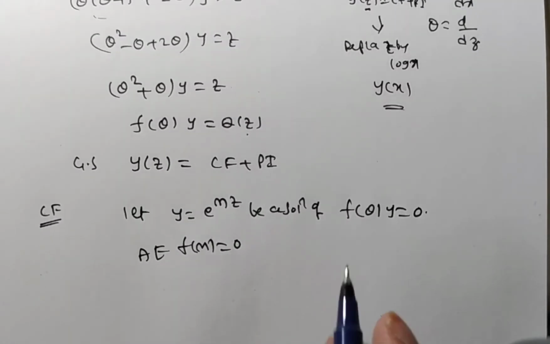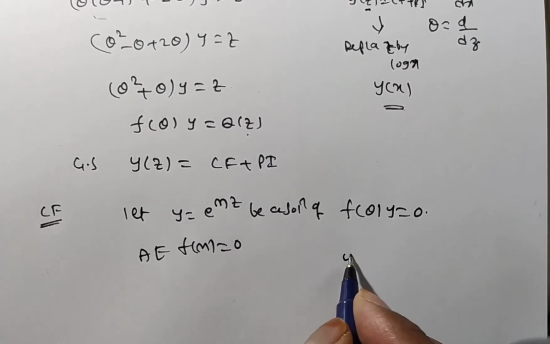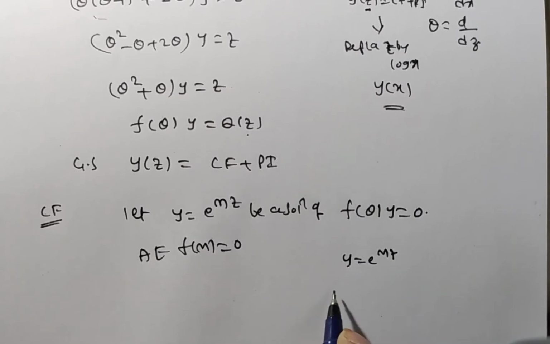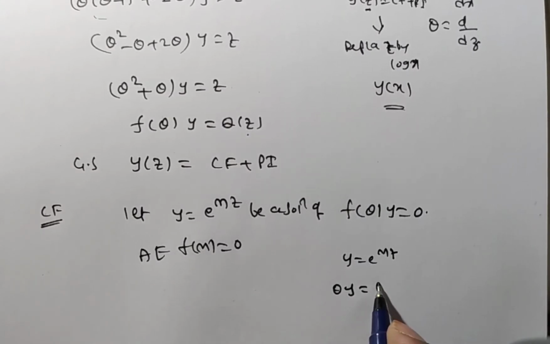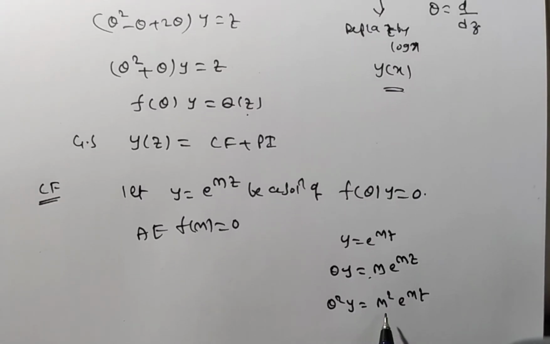Now you observe, friends, if you replace y is equal to e to the power of mz, then what is theta y? Theta is nothing but the derivative with respect to z. The derivative of e to the power of mz is e to the power of mz into m, because the derivative of mz with respect to z is m. Next, theta square into y is m square into e to the power of mz, because the derivative of e to the power of mz is m into e to the power of mz. Already you have m, so m into m gives m square into e to the power of mz.